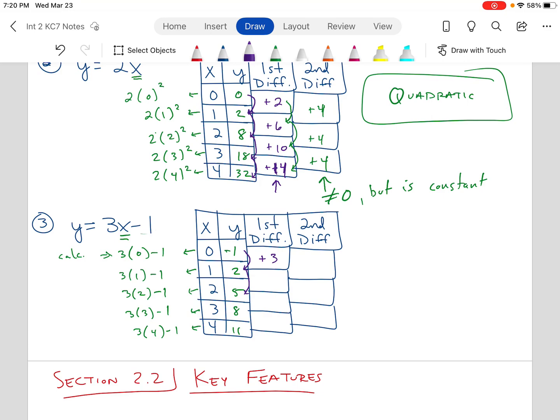Same thing here. 2 to 5, add 3. 5 to 8, add 3. 8 to 11, add 3. These are all the same, which means that all of the second differences are 0 because it's only 3. So because it's equal to 0, that means that it is linear.